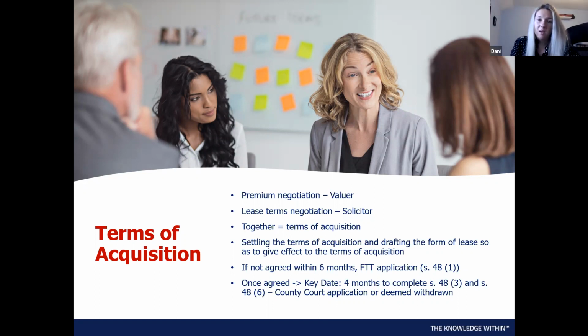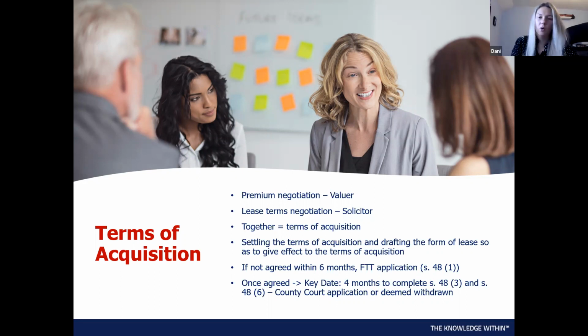As we've already mentioned, if they're not agreed within the 6 months, a tribunal application needs to have been made to the first tier tribunal. So just bear that date in mind and really, make sure that you don't want a deemed withdrawal. Once the terms of acquisition are agreed, we then start a new clock, which is then 4 months in order to complete.